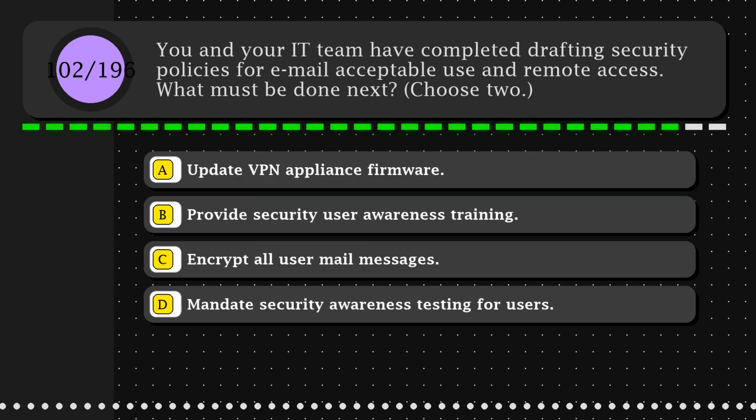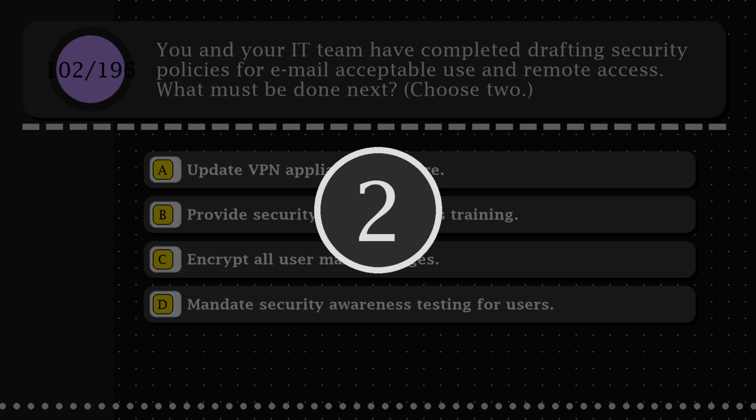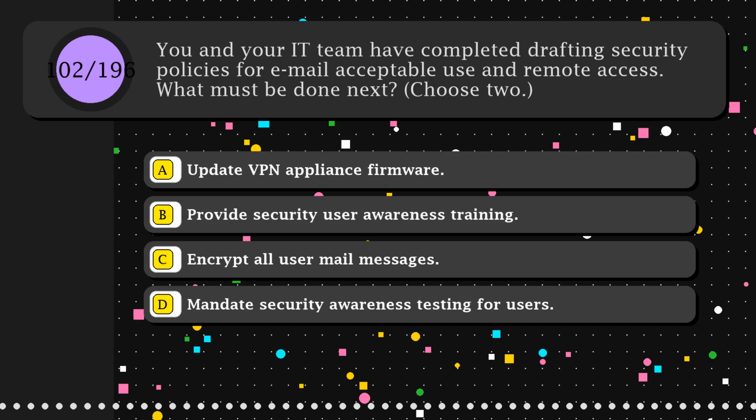Question 102. You and your IT team have completed drafting security policies for email acceptable use and remote access. What must be done next? Choose 2. Option A, update VPN appliance firmware. Option B, provide security user awareness training. Option C, encrypt all user mail messages. Option D, mandate security awareness testing for users. The correct answer is option B, D.